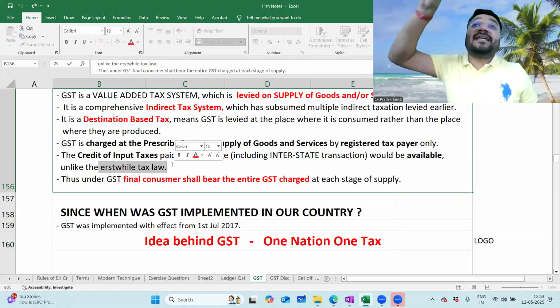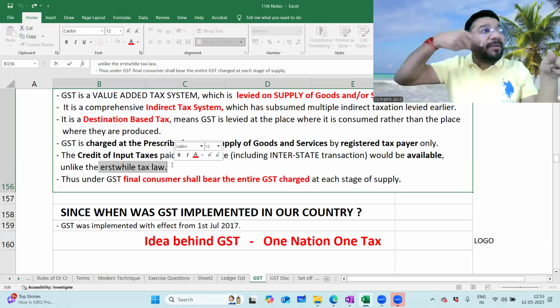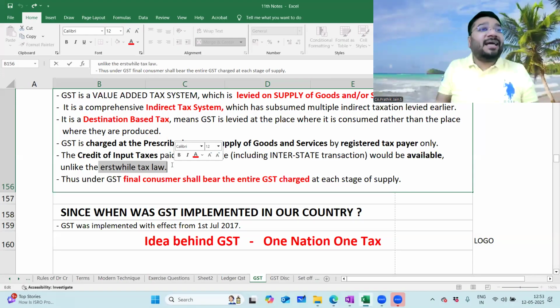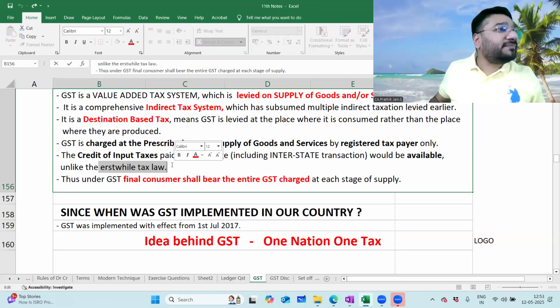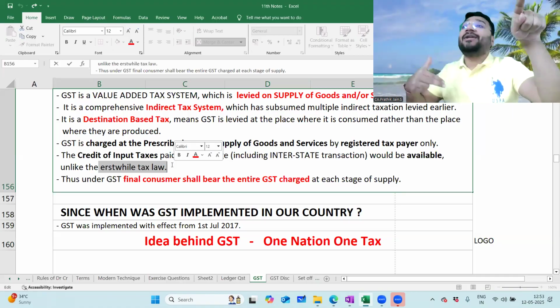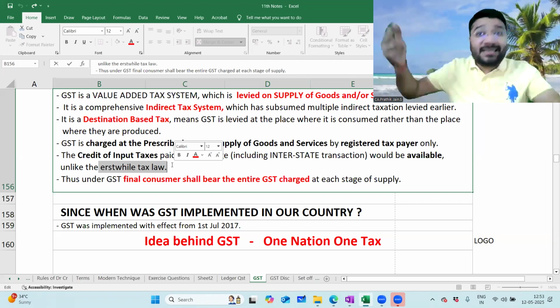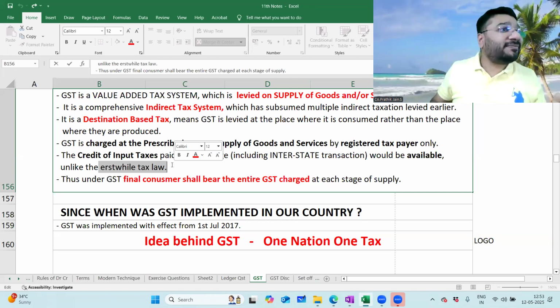In old regime, CST was interstate, VAT was intrastate. Both people had conflict. Now what happened? Everything has come under GST. Whether you do inter, whether you do intra, for everything input is available. And because of input being available, your cost price of the product is reduced. And therefore the end price of the product is reduced. So we as a consumer are getting the benefit because of GST.